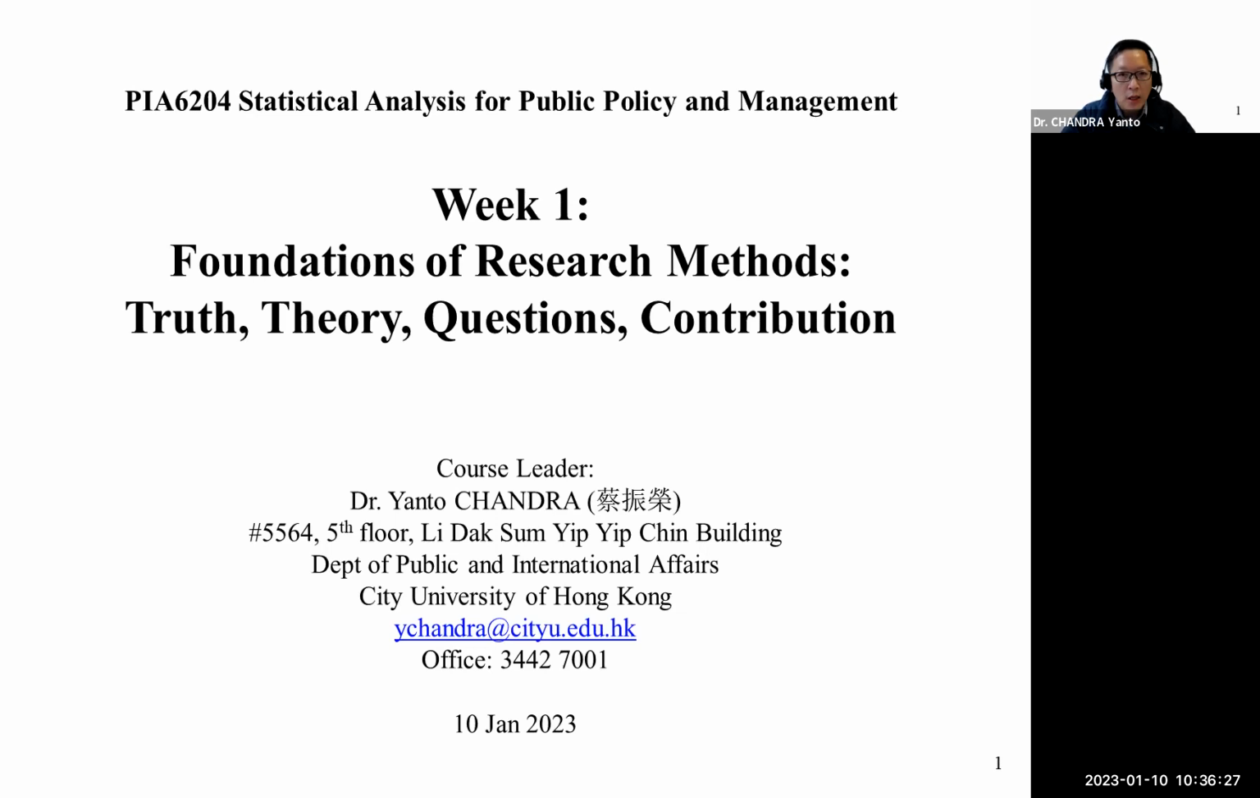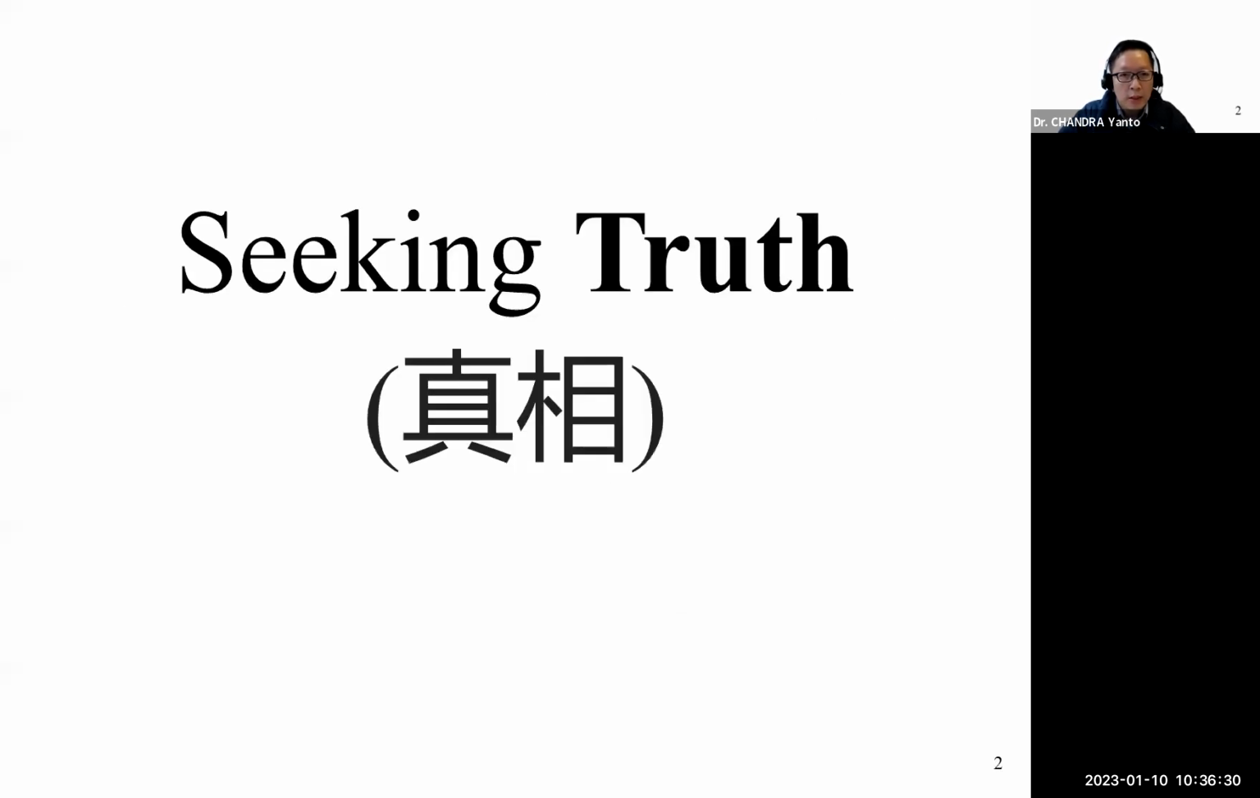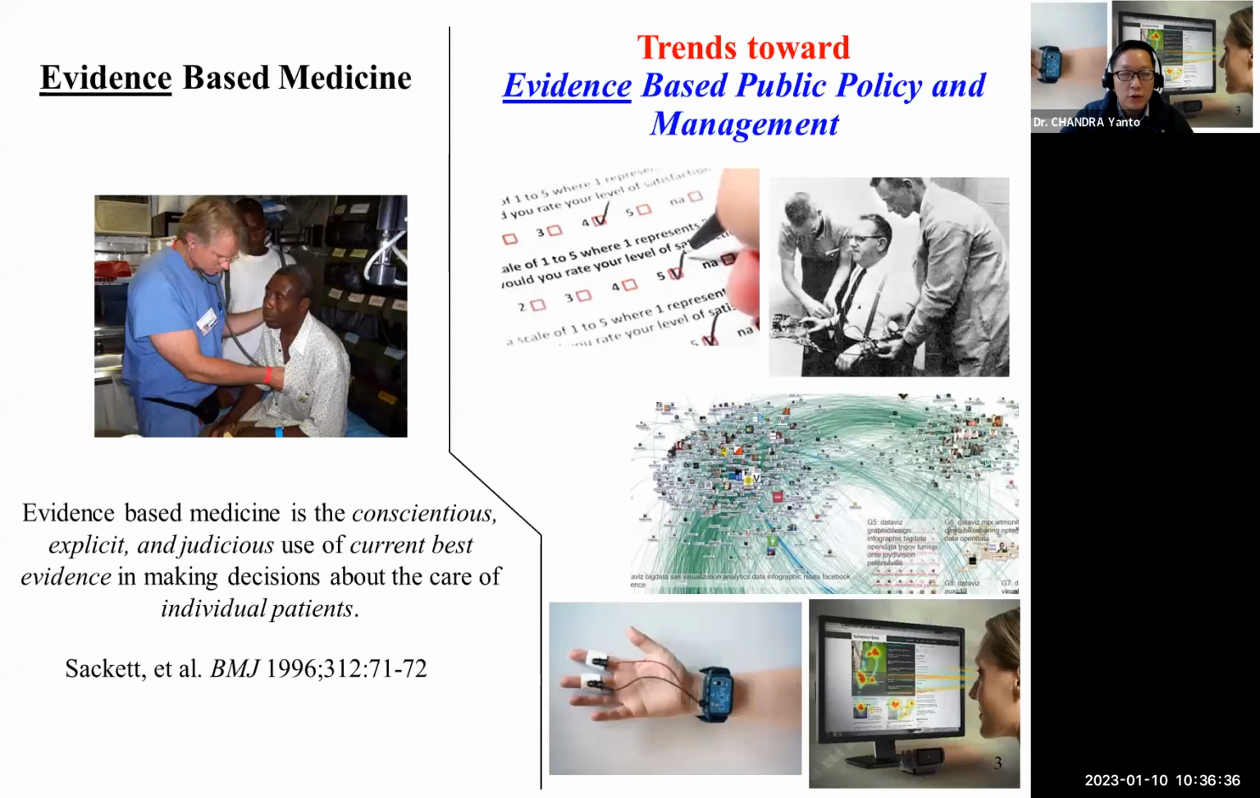In the first part, we're going to talk about truth. How do you find truth? How do you know you have found some truth through the research that you are working on? One of the easiest ways to understand truth is to look at what happens in the field of medicine. If you have seen how doctors do their work, they won't rely on their feelings or their emotions to provide a solution to the patient, but rather they need to have evidence, the best evidence that is available for them to provide care.